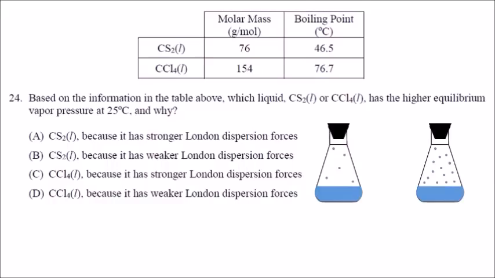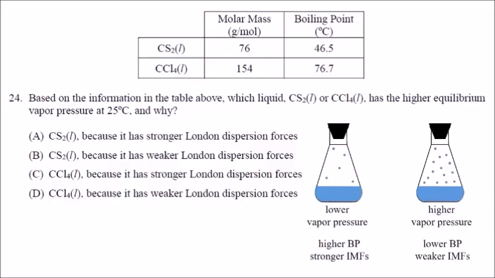The liquid on the left is shown to have a lower vapor pressure, and the liquid on the right has a higher vapor pressure. So what could we say about boiling point and the strength of the intermolecular forces? Well, the liquid on the left, because it has a lower vapor pressure, is going to have a higher boiling point and stronger intermolecular forces, whereas the other liquid on the right would have a lower boiling point and weaker intermolecular forces.